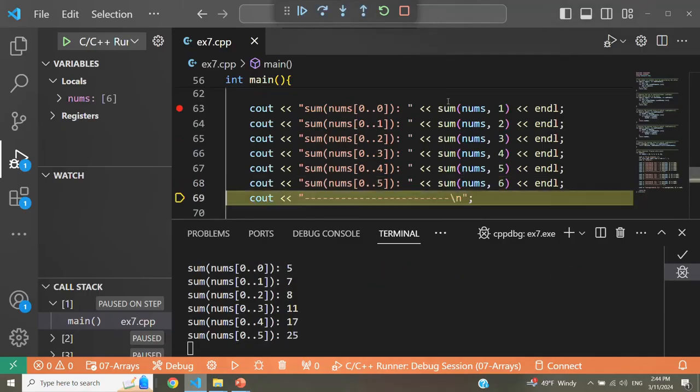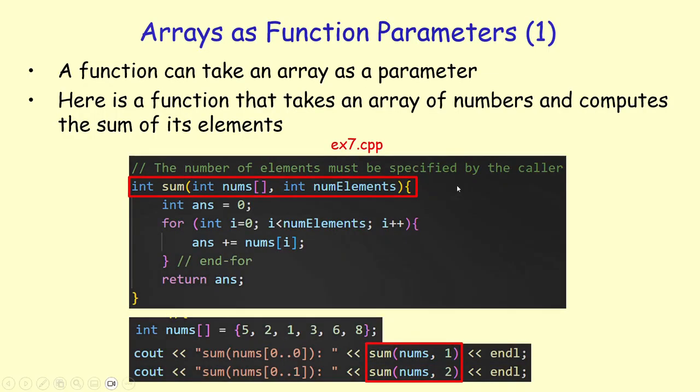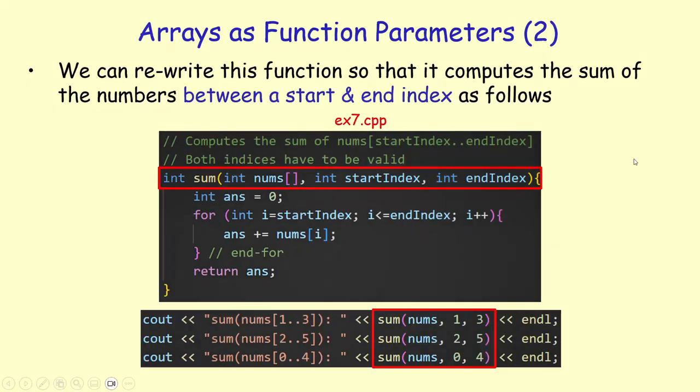So basically, by changing the second parameter, giving the size of the array, we can compute the sum of the numbers from 0 to some range. We can actually rewrite this function so that we can compute the sum of the numbers between a start and an end index. So this is again a sum, but this time I am computing the sum of the numbers from start to end. I'm giving 2 indices now, starting index and the ending index, and I'm computing the sum of the numbers from starting index to end index, including.